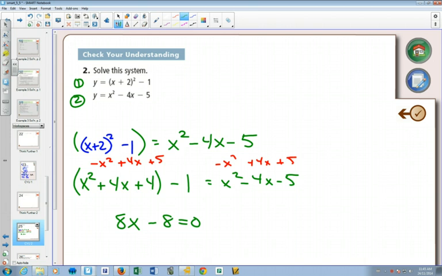Square both sides so you get a quadratic? No, you're going to have to go back to like grades 8 and 9. You can divide everything by 8, sure. Then you would get x minus 1. You don't have to divide by 8. What would you normally do if you were solving just 8x minus 8 equals 0? Oh, it's plus 8, thank you.